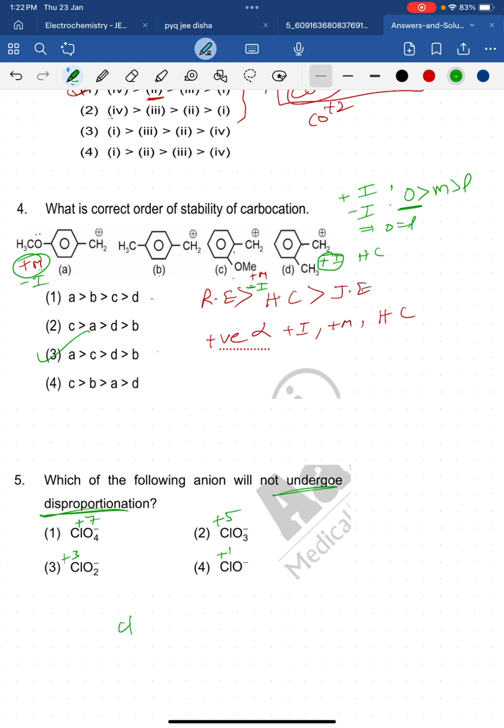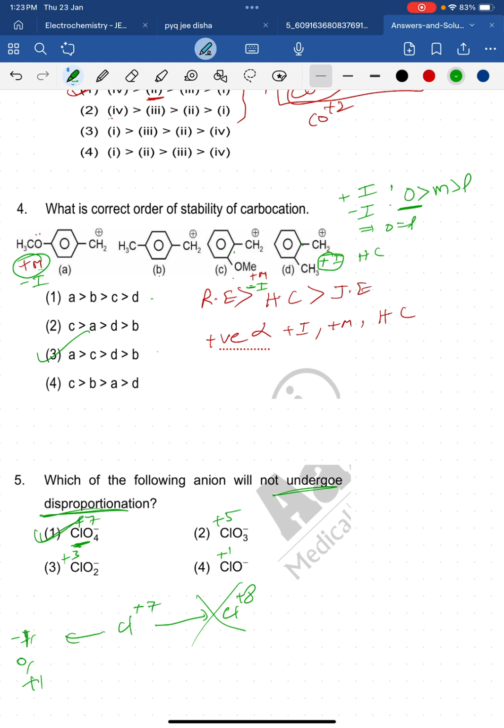So chlorine's maximum oxidation number is plus 7. It can't lose more electrons. The only chance is that it can gain electrons. It can get either minus 1, 0, plus 1 like that. But it can't get Cl plus 8 or like this. Not possible. So it can't lose electrons. Only gaining, and gaining means it always acts as an oxidizing agent. So we can expect answer 1.